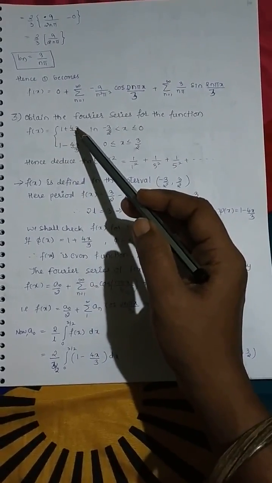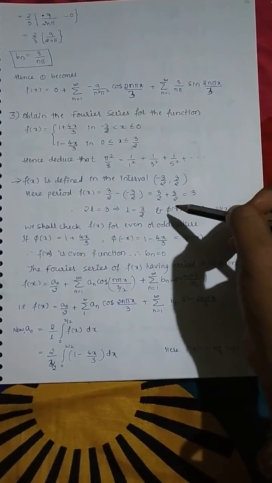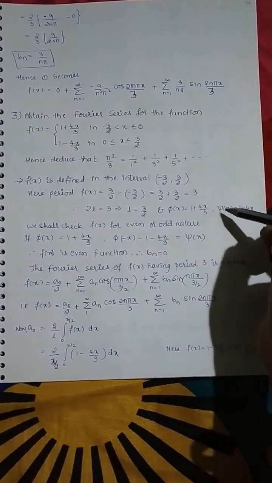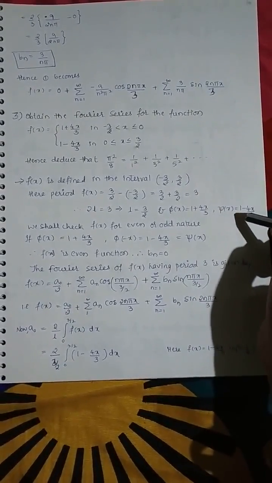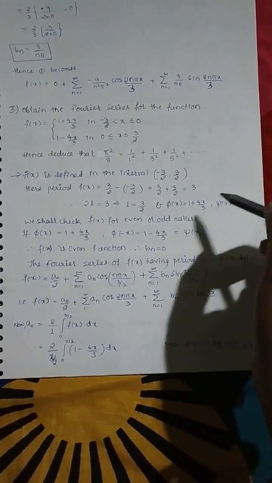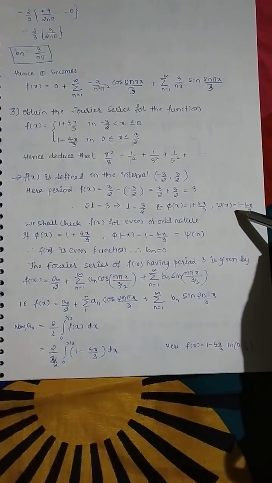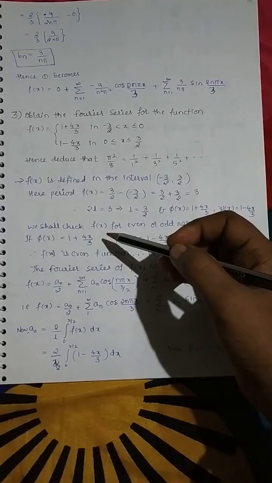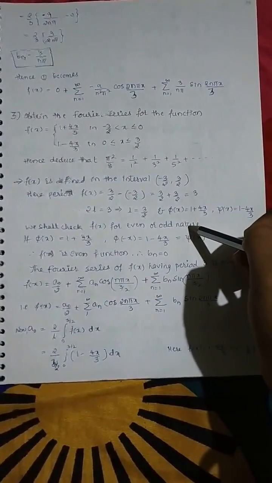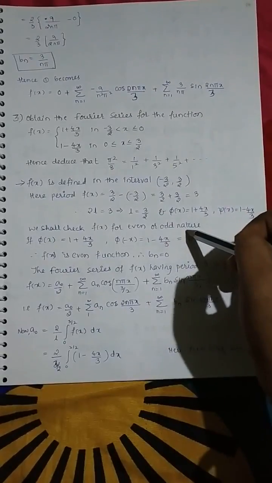Let us take these as two functions: phi of x equals 1 plus 4x by 3, and another function psi of x equals 1 minus 4x by 3. Let us consider two functions, one as phi of x and the second one as psi of x. Now we shall check f of x for even or odd nature.